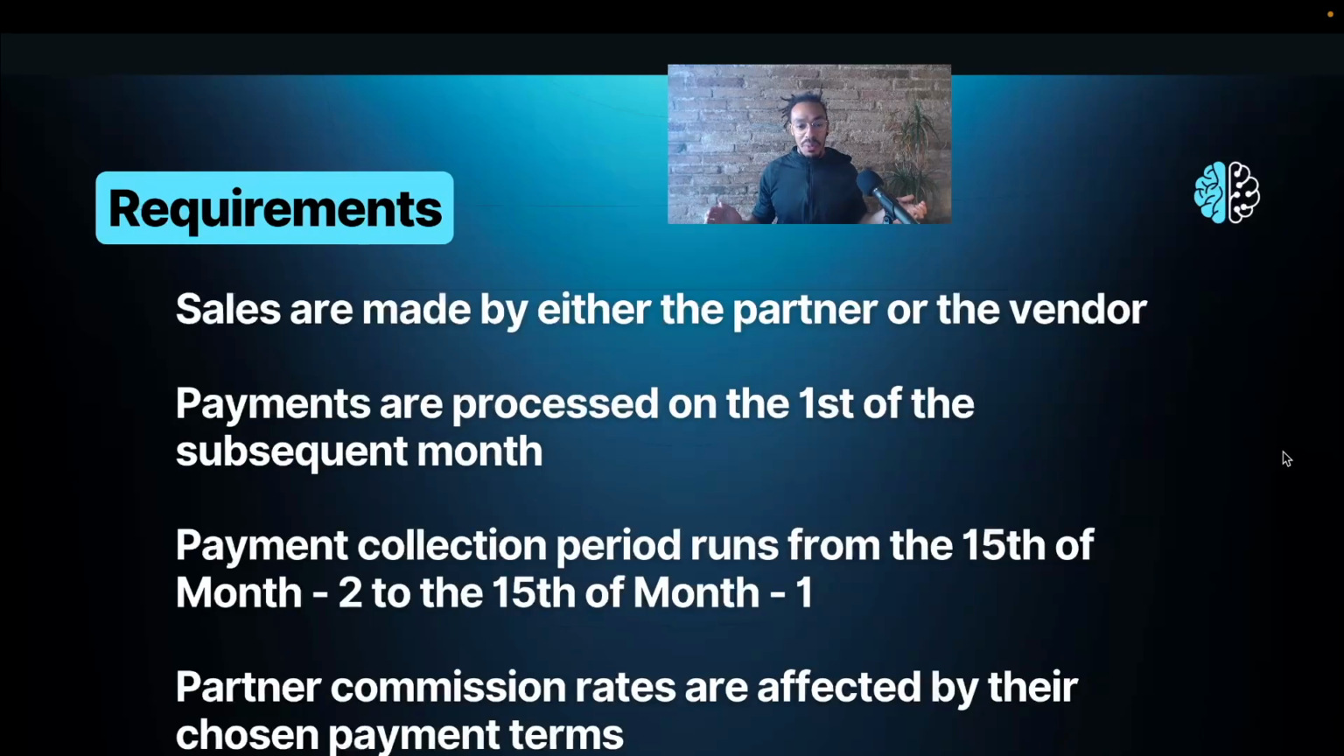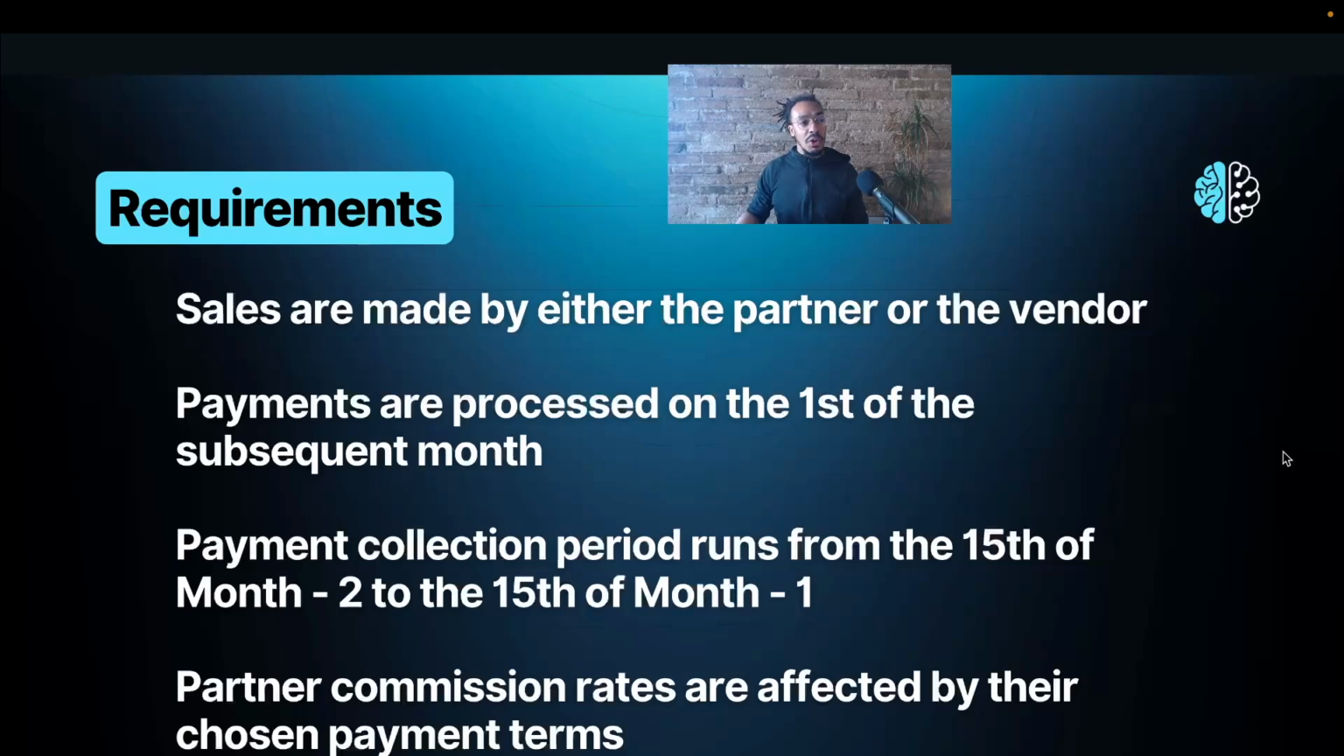So what were the requirements? First of all, the sales are made by either the partner, so the business partner, or the vendor, right? So right now we're good, that's fine. Now we know that the payments are processed on the first of the subsequent month, which means that if it's the month of February, the next payment commission will happen on the 1st of March. But then she explained to me that because we have a 2 weeks cancellation policy, we cannot pay the commissions until 15 days pass in order to validate the sale. So that means that we will pay the commission from the 16th of January until the 15th of February.